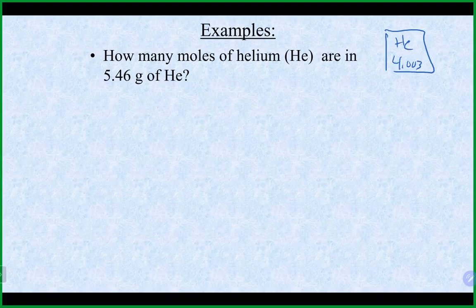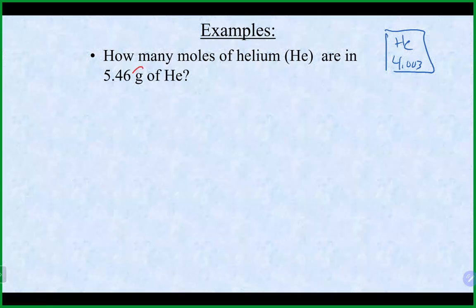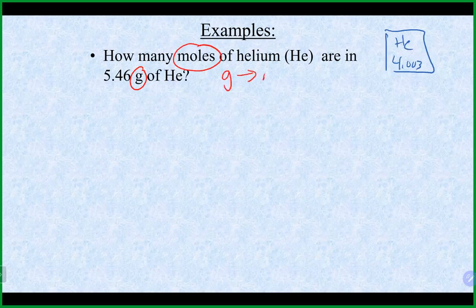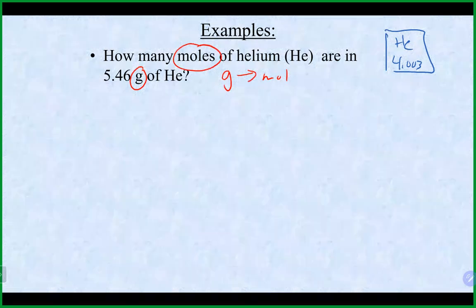First off, what we want to look at is the conversion that we're doing. We have grams and we want to end up with moles. So we want to go from grams to moles. Do we need to use Avogadro's number here? The answer is we do not. There's no mention of atoms, no mention of molecules. What we do need for this conversion from grams to moles is the molar mass.